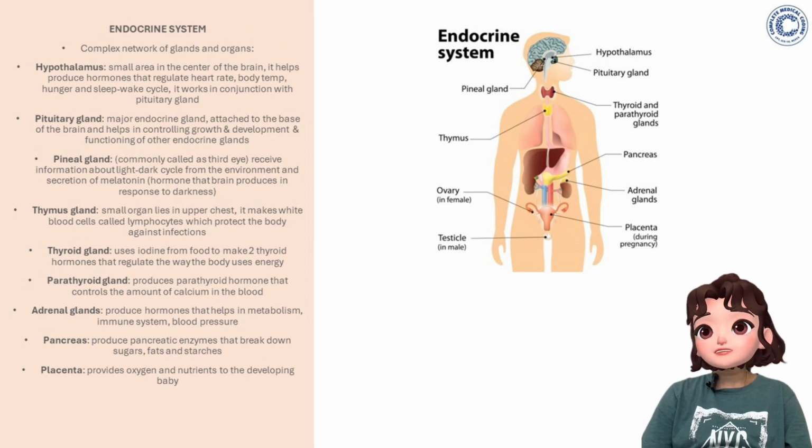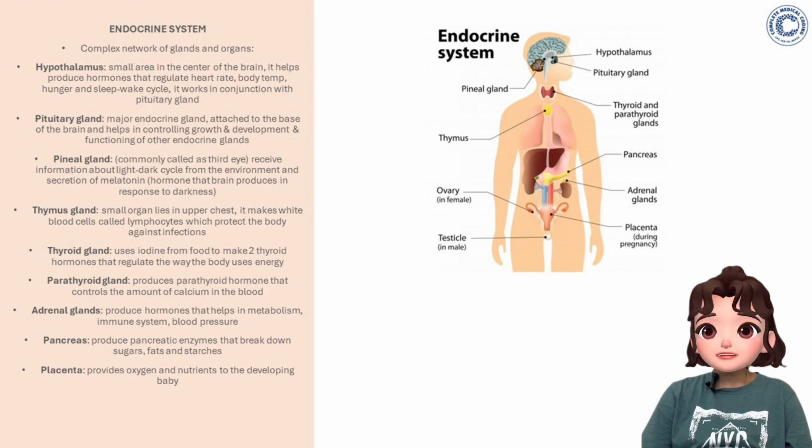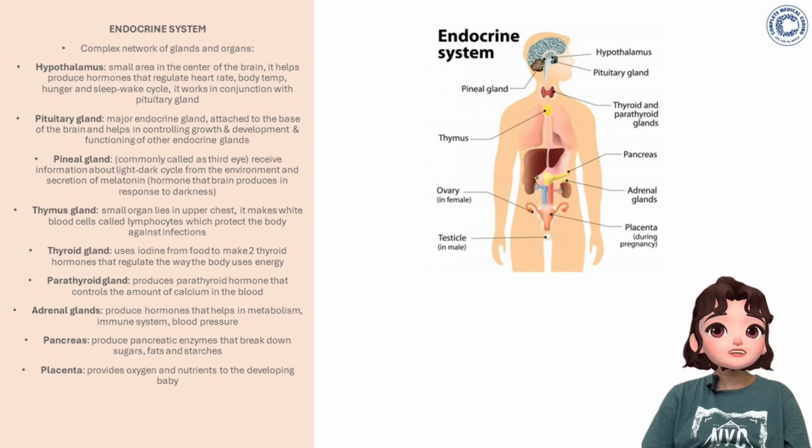Adrenal glands produce hormones that help in metabolism, the immune system, and blood pressure. The pancreas produces pancreatic enzymes that break down sugars, fats, and starches. Now, the placenta develops during pregnancy and provides oxygen and nutrients to the developing baby. So, that's all about the endocrine system.